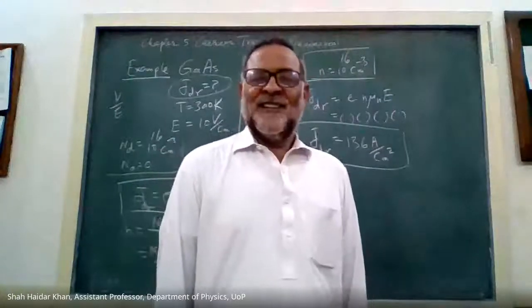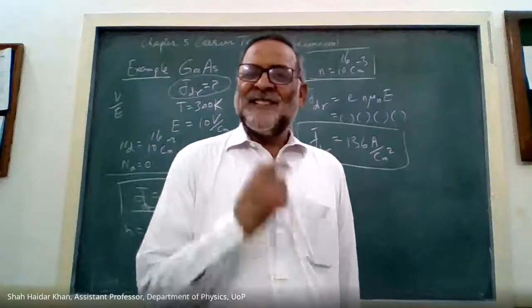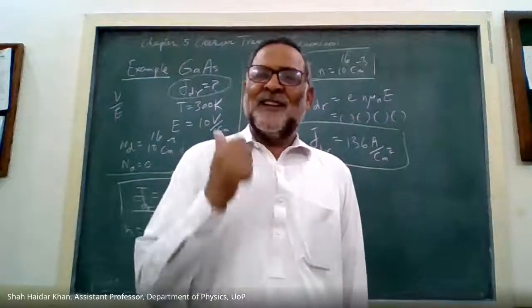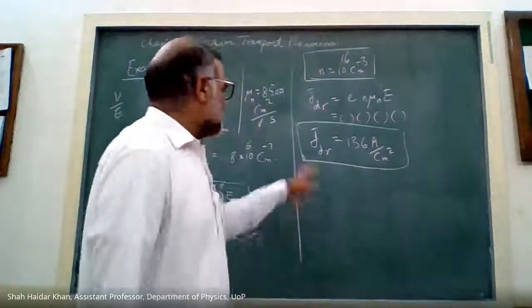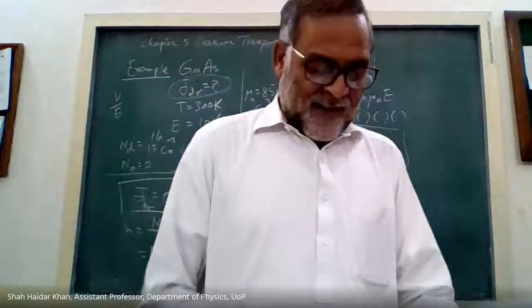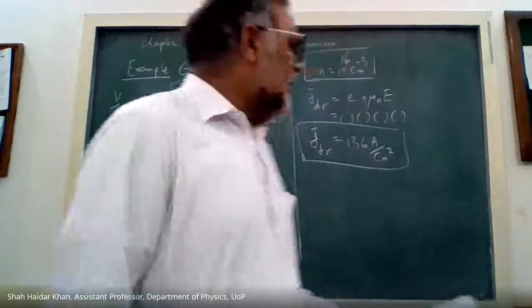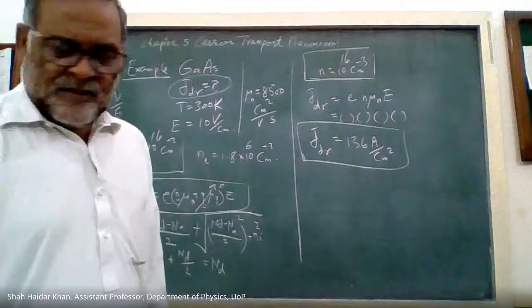It's a very good thing. Impurity is a very good thing in semiconductors. It makes a semiconductor like a conductor and gives us a very high current density. 136 ampere per centimeter square is a very high current. Okay, so now let us go further, a little further.